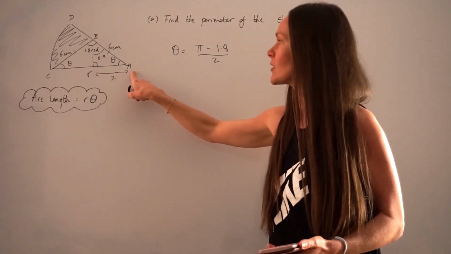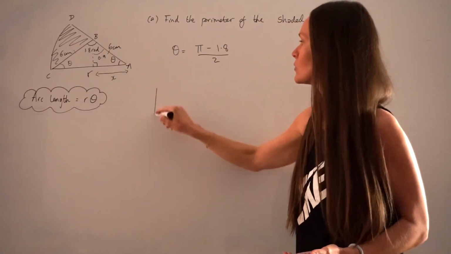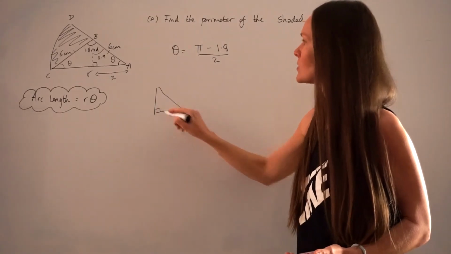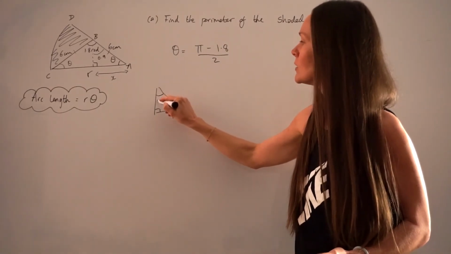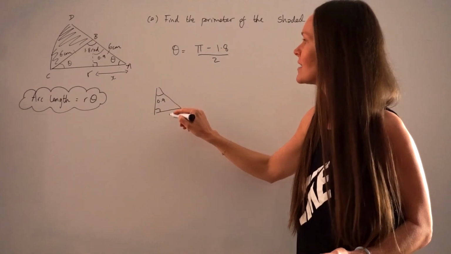Okay, so looking at this right angle triangle, I'm just going to draw it down here again so it's a bit clearer. So this angle we said was 0.9 radians.